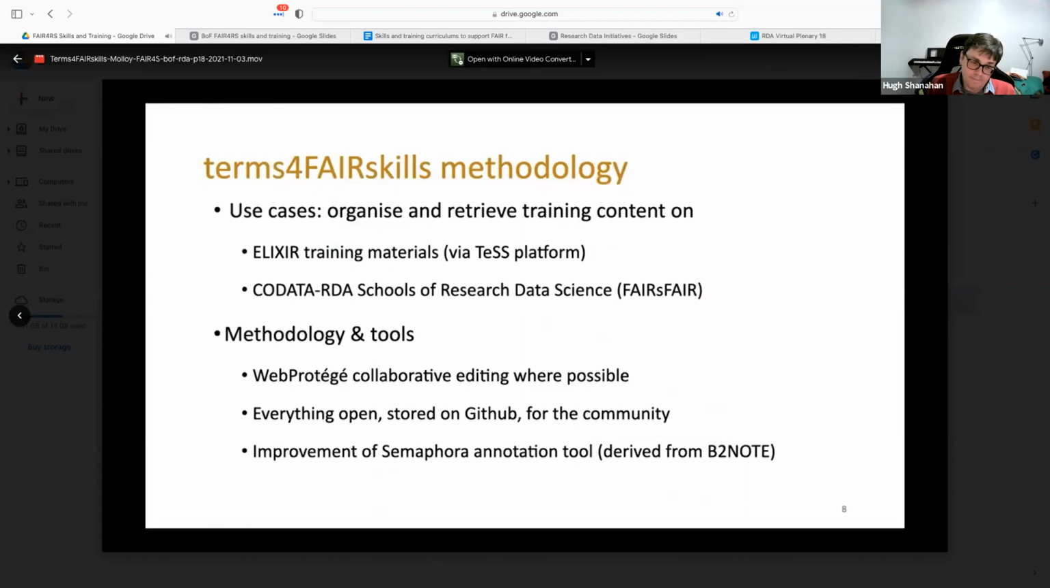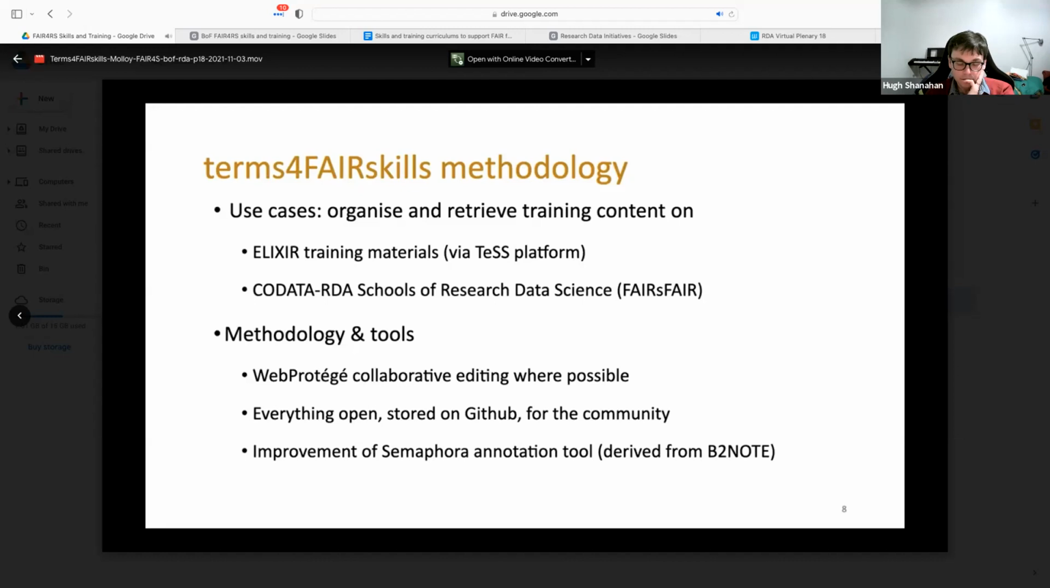And then once we have a stable version of the terminology, each time we had that, we delivered it to GitHub, and it was available there under a CC BY license for the community to inspect, use, and give feedback on. And another nice thing about this project is that we delivered feedback on the development of the Semaphora annotation tool, which has been derived from the EUDAT B2NOTE tool, and allows the user via a Chrome plugin to add semantic tags, free text keywords, and comments to online resources. So that's been a useful additional benefit to this work.